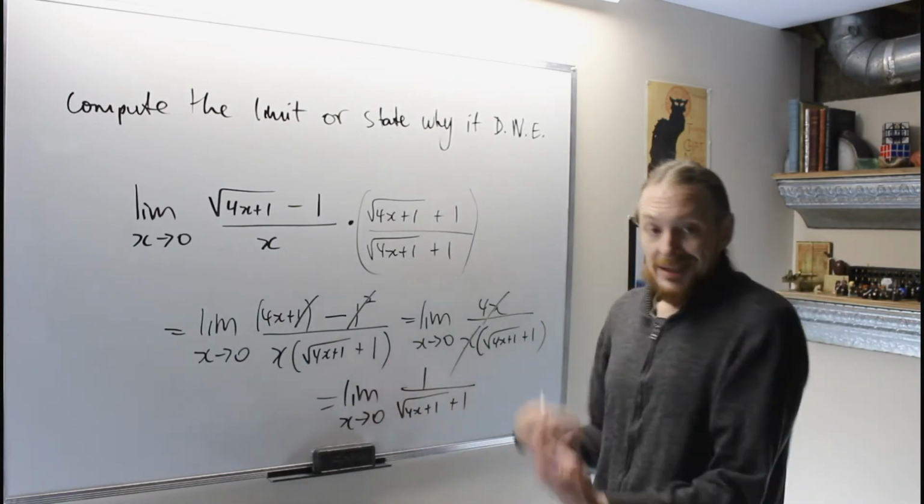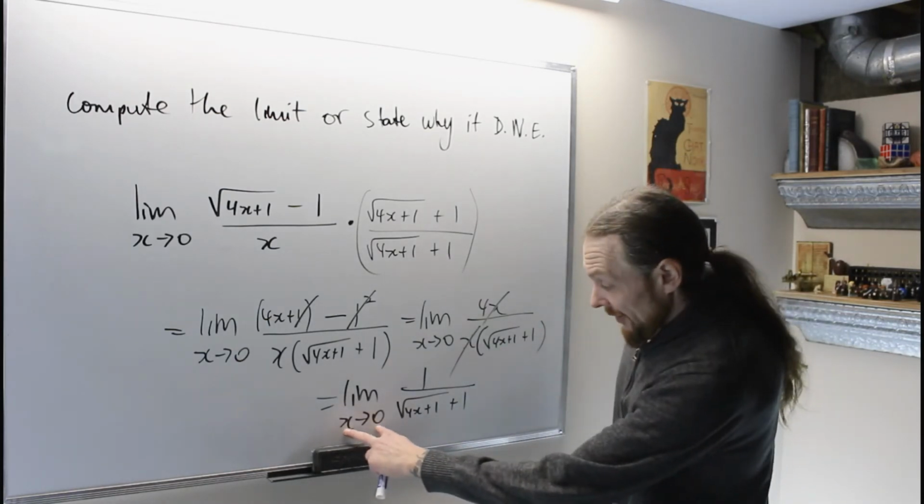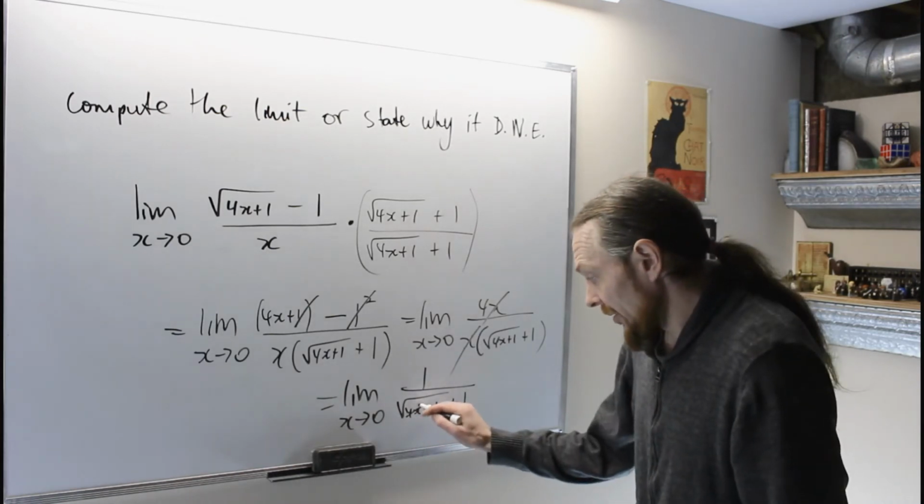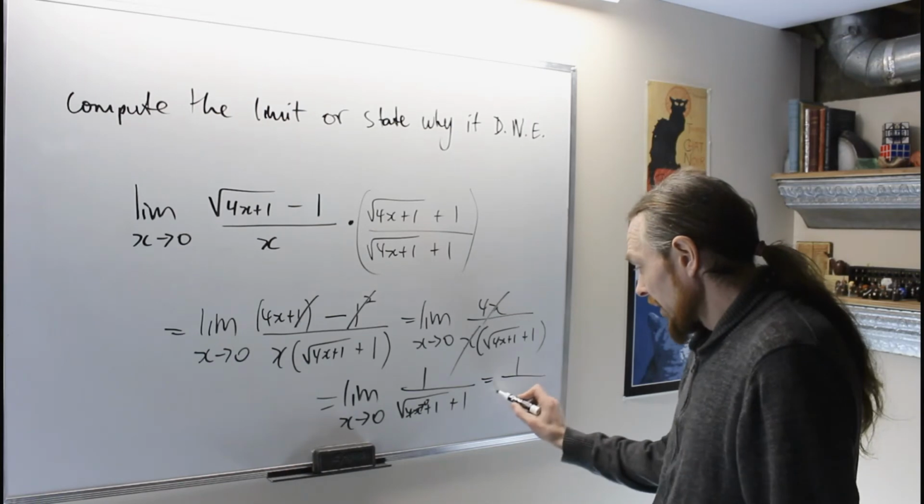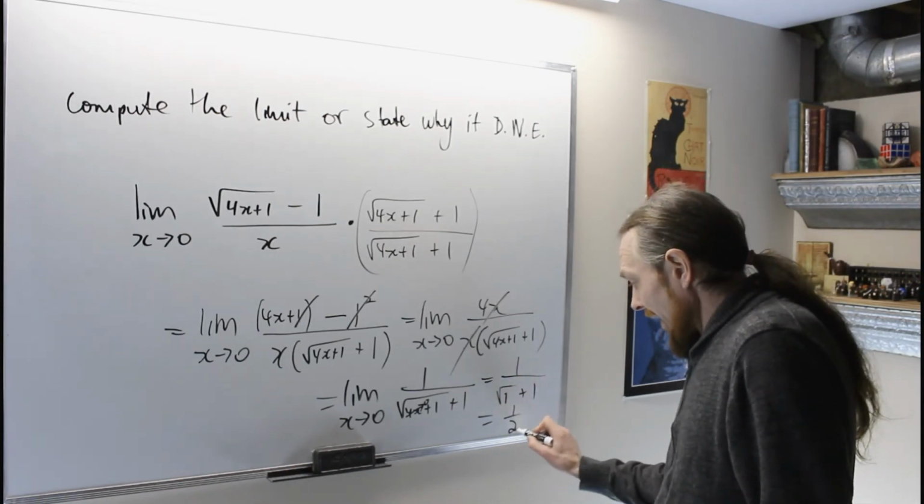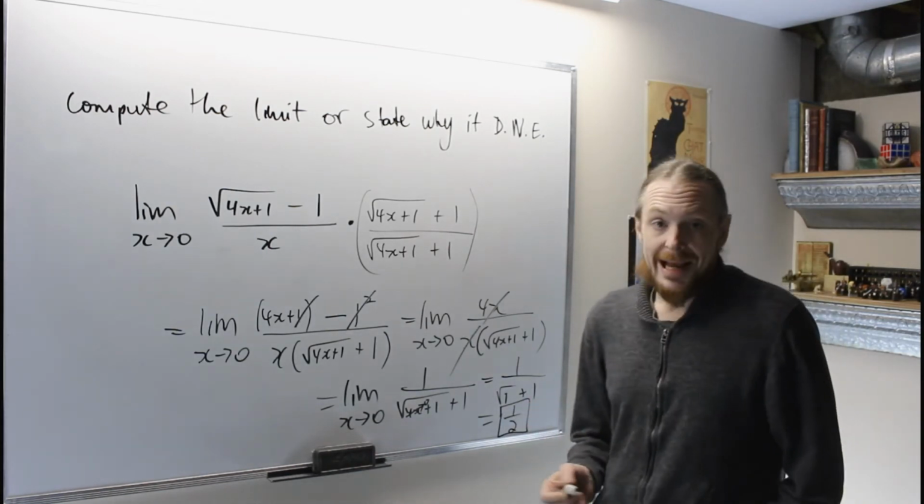Now I re-look. Once I've made that algebraic move, I'm going to 0 again. I look, if I put 0 in there, it won't give me division by 0, so I could put it in there. So I'm going to, and this will equal 1 over the square root of 1 plus 1, which is 1/2. So this limit is 1/2.